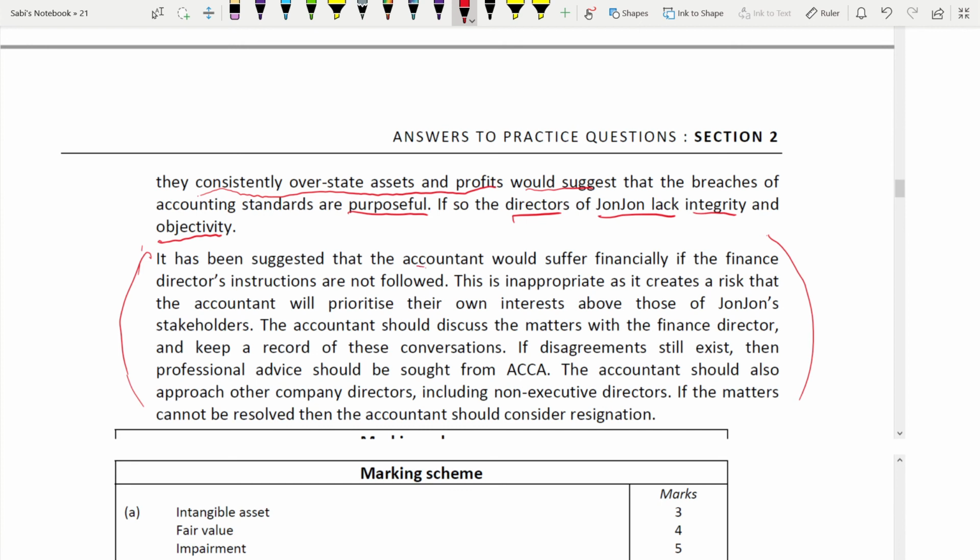Now you're talking about the accountant. What are the issues they are facing? From the accountant's point of view, I think they are suffering. Okay, so they would suffer financially if the job is not there, right? They would suffer financially if the finance director's instructions are not followed.